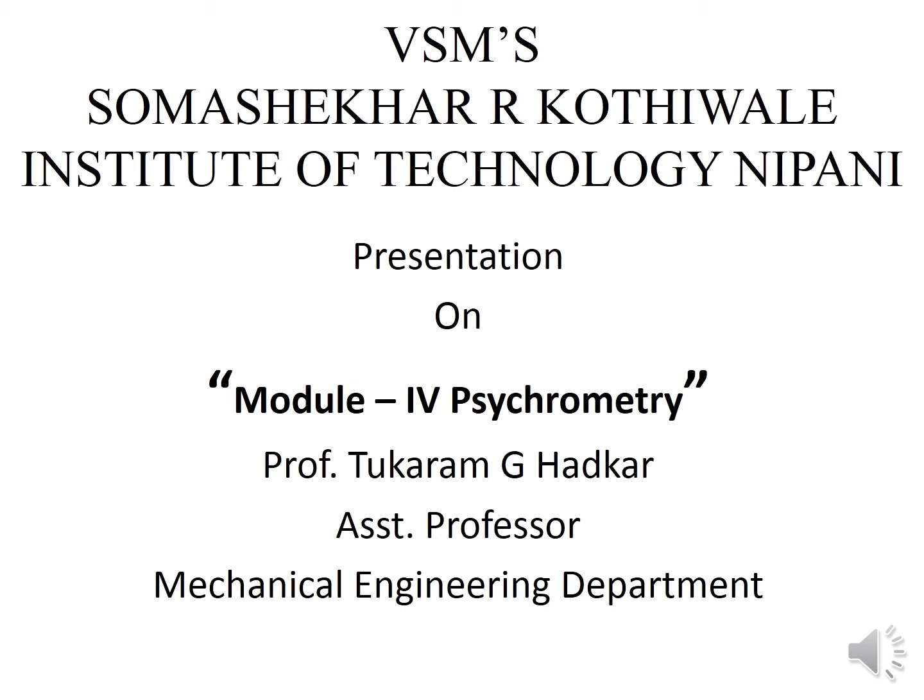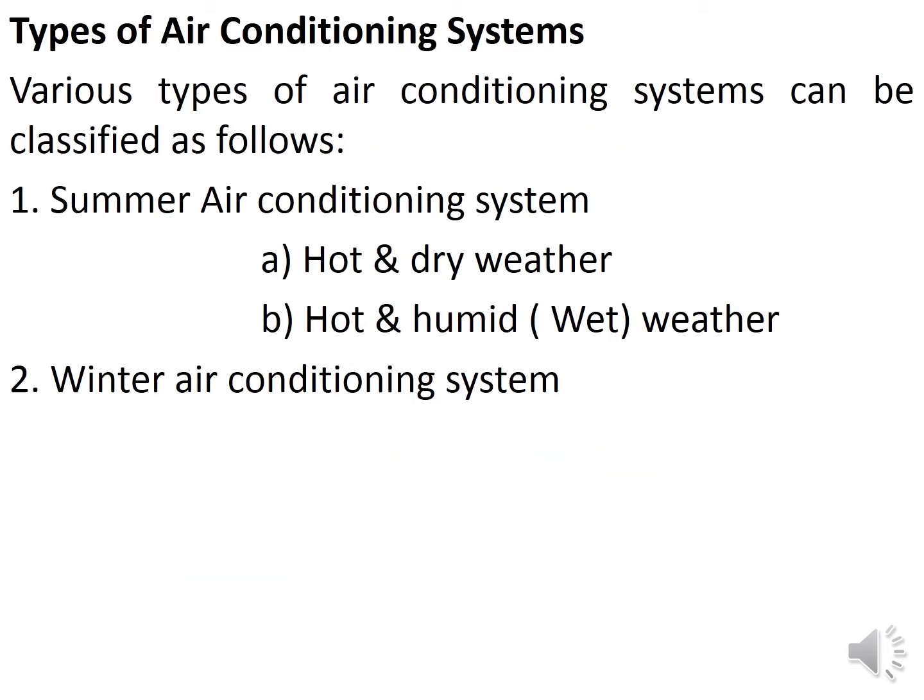Hi everyone, we'll start a further part of psychrometry. We'll see some of the types of air conditioning systems, because we have different seasons like summer and winter. In the summer we require cool air which can make humans comfortable.